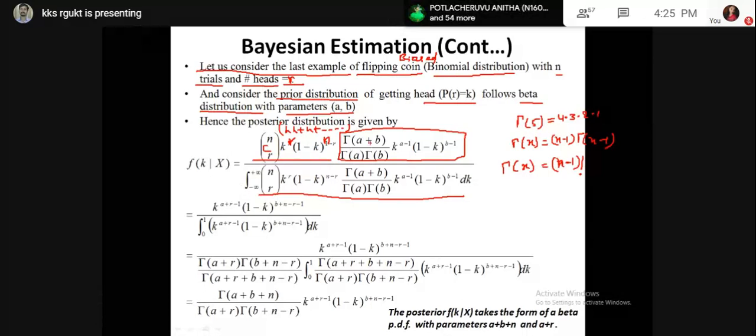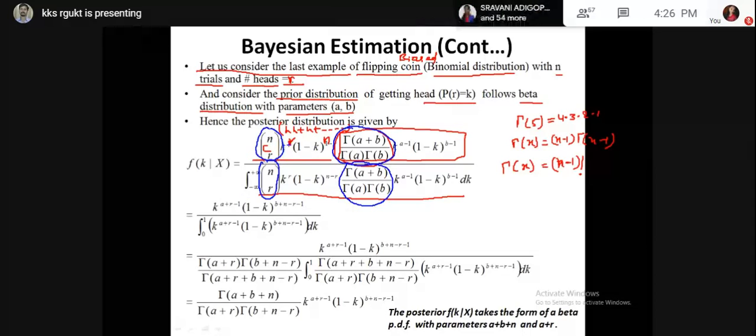Now, the quantity under the blue circle is the same in numerator and denominator. So it will be cancelled out. It is free from k, so simply it will be removed.